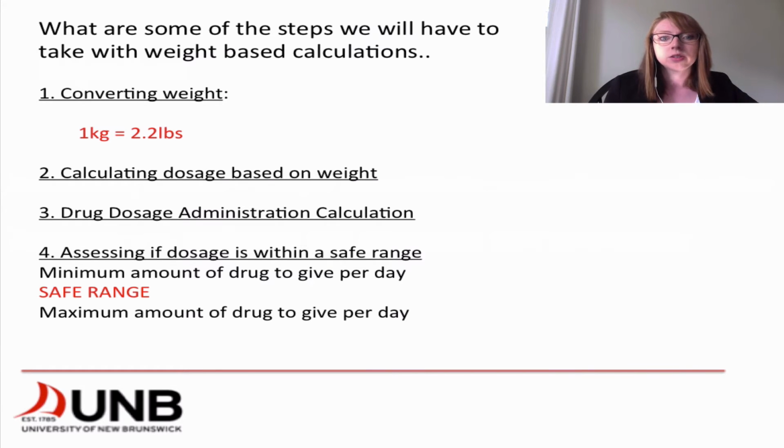And the next thing that we have to do is assess if the dosage is within the safe range. So the safe range, if you've never heard of it before, is a minimum amount of drug to give per day and also the maximum amount of drug to give per day. So when we do our calculation, we have to make sure that the dosage that we're giving is within these two means. We don't want to give more, we don't want to give less, we want to give it within that safe range. So let's start right out.